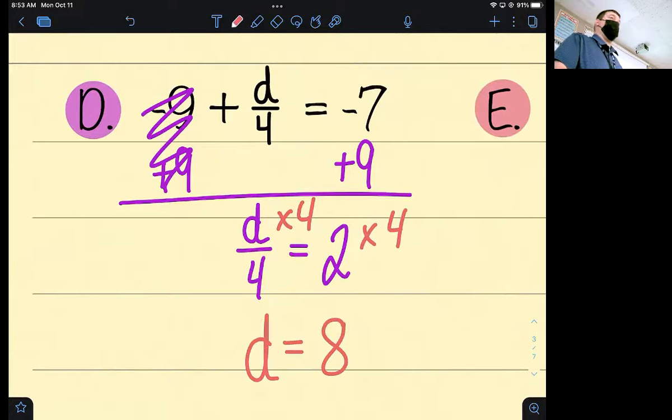All this needs to be on my work paper. Write the original equation down. Show what you're doing to both sides. Our first step was plus 9 on both sides. Write your new equation down. Show what you're doing to both sides. Times them by 4.